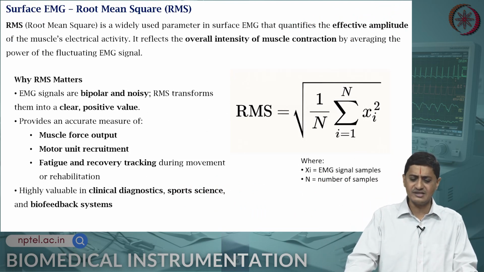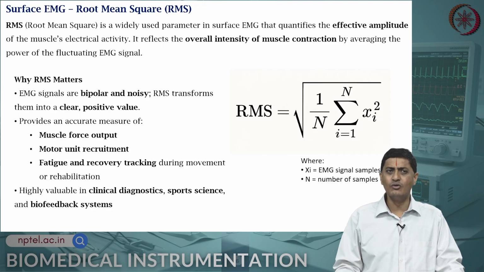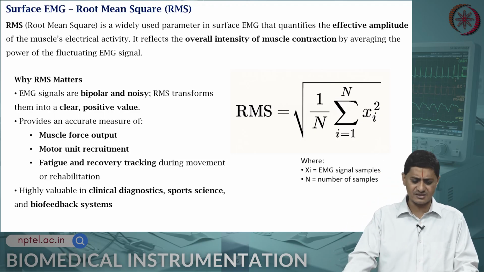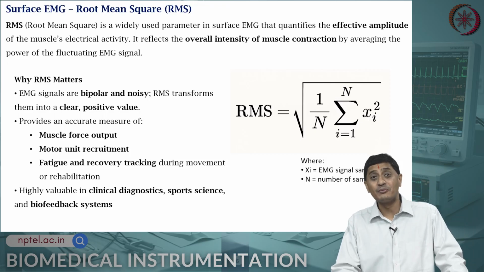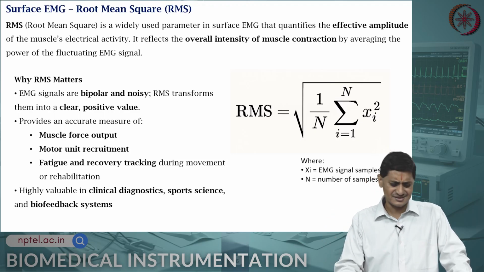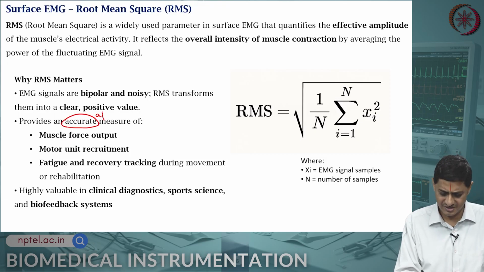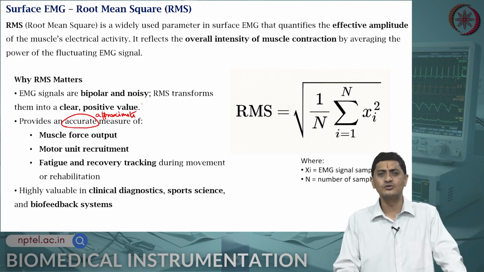Root mean square is widely used. Root mean square is quite often used to quantify how much amplitude is there. It reflects the overall intensity of muscle contraction. Why does it matter? EMG signals are bipolar because they also have negative values, so RMS essentially converts this into a positive value. It is not an accurate measure, it is an approximate measure. It provides an approximate measure of muscle force and motor unit recruitment, and fatigue and recovery tracking if you want to do that.